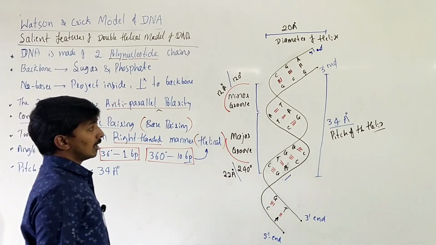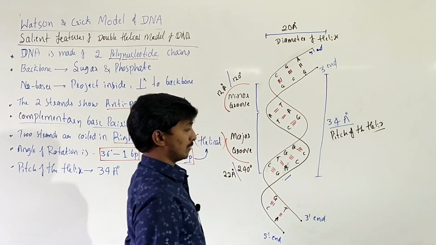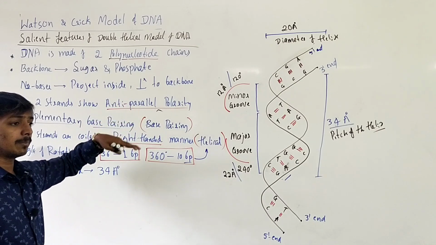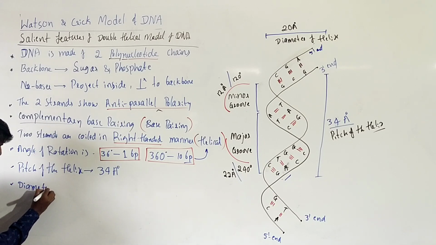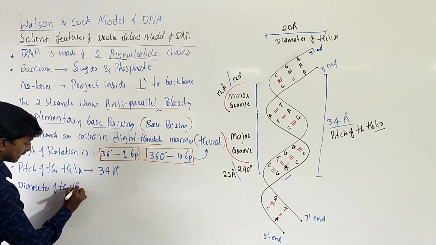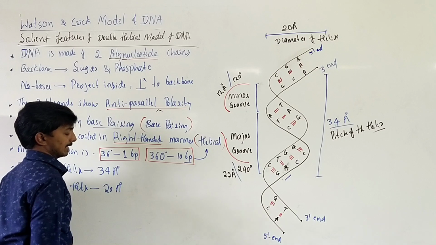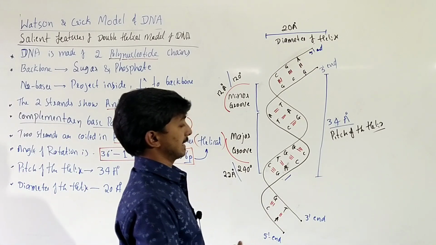And one more thing, they will always run with the same distance between them. So they are called parallel but anti-parallel. Parallel but in opposite direction. Right. So the diameter of the helix is 20 angstrom.